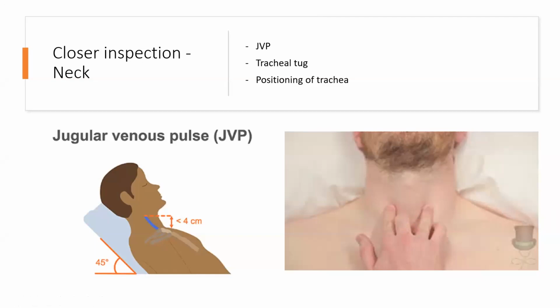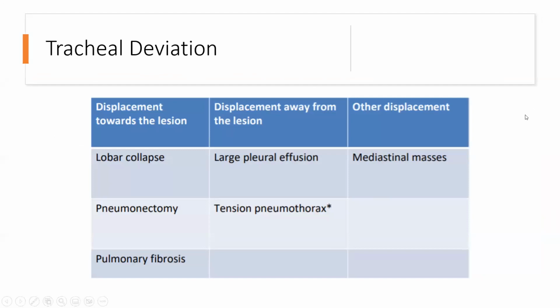You want the trachea to be central, but if it's not, that could be a sign of something more sinister. So here I'm just showing you a table about what tracheal deviation could mean. From examination alone, you probably won't know what side a lesion or abnormality is, but hopefully with history and imaging, you can work out what it is.